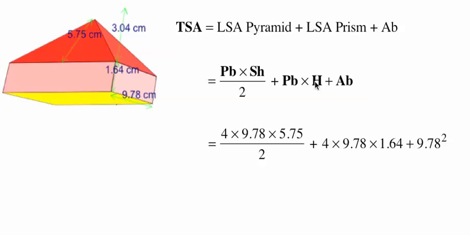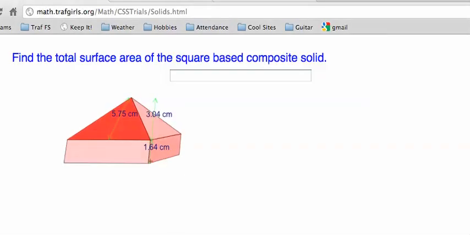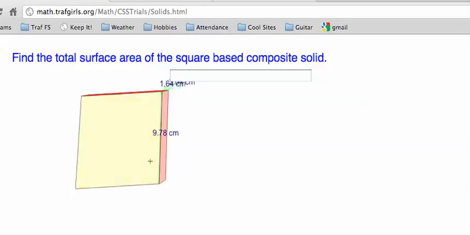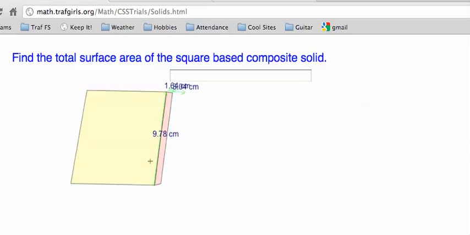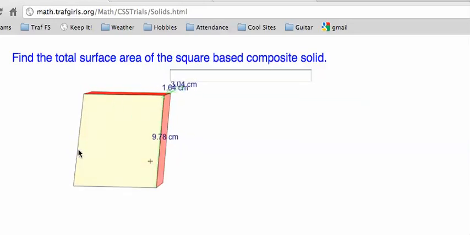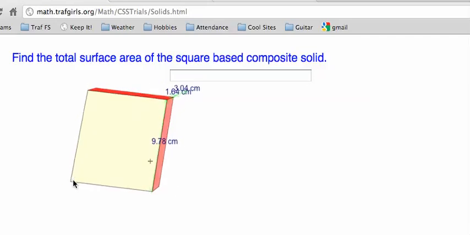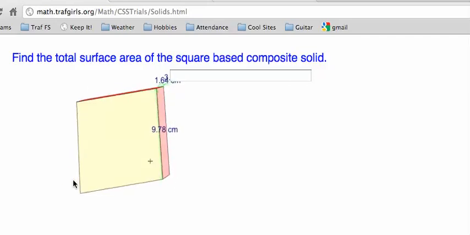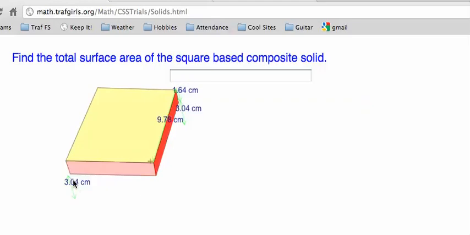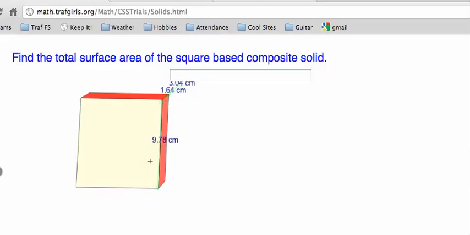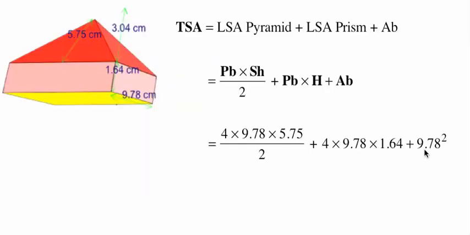Okay, and then we're going to multiply that by the height of the prism, which is 1.64, which is right here. Okay, and then to that we add the area of the base. It's just a square, right? If we look at it this way, you can see that it's a nice square. So there's your square base. Okay, it's 9.78 by 9.78. Okay, but you get the picture, right? Back to our calculations. So 9.78 times 9.78, or 9.78 squared.